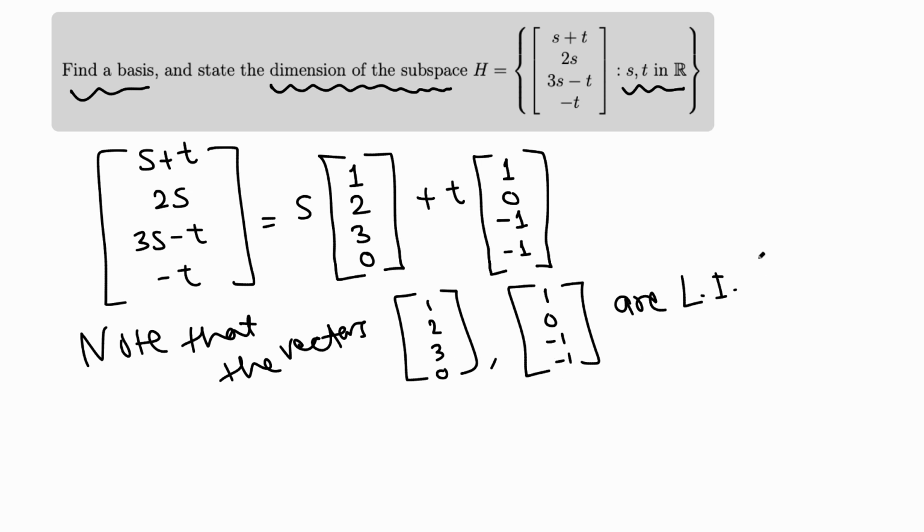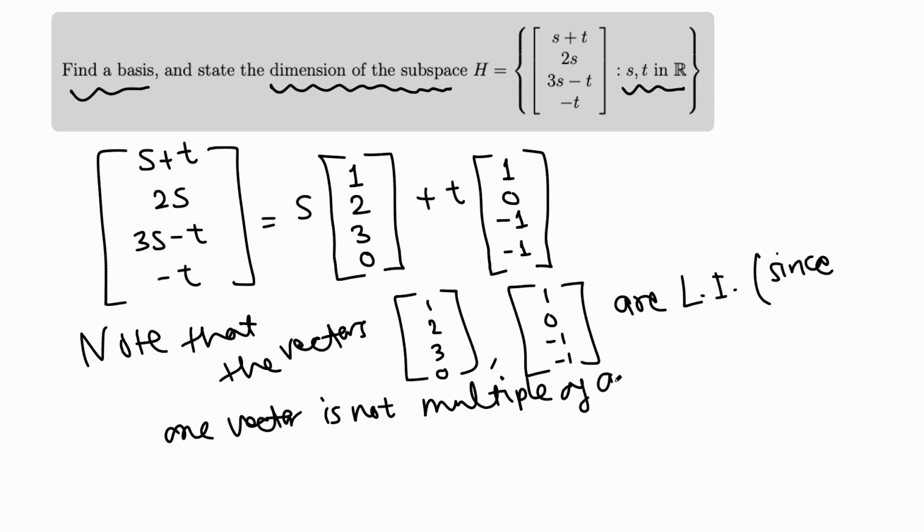Okay, since one vector is not a multiple of another, you cannot produce this by multiplying by any number. That means these two form a basis for this H.